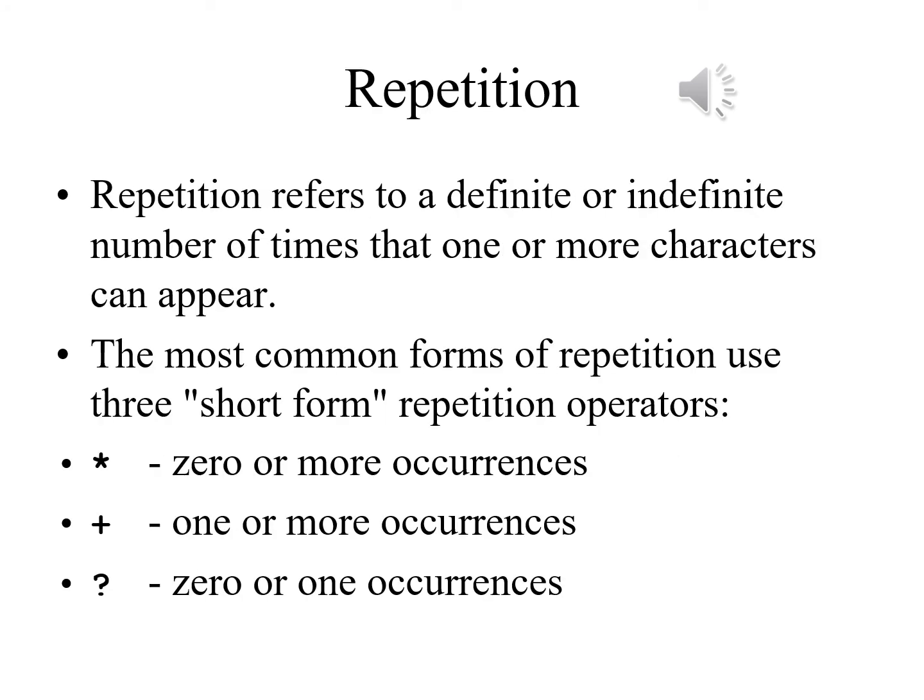Repetition traditionally refers to an indefinite number of times that one or more characters may appear. The three most common forms of repetition use three short-form repetition operators. An asterisk indicates 0 or more occurrences, a plus, 1 or more occurrences, and a question mark, 0 or 1 occurrences, making the appearance of the character optional.